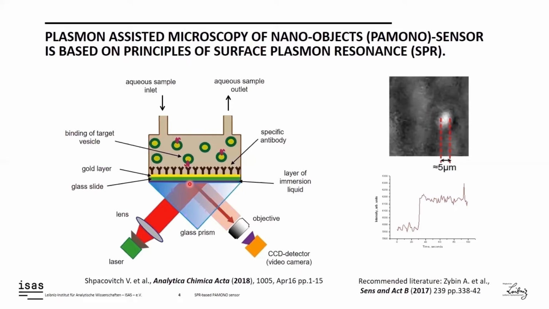So any changes in the close proximity to the metal surface, adsorption of small particles or molecules, can lead to changes of reflection conditions. And if before adsorption no reflection occurred, after adsorption, as you may see on the scheme, reflection occurs once again and can be detected.